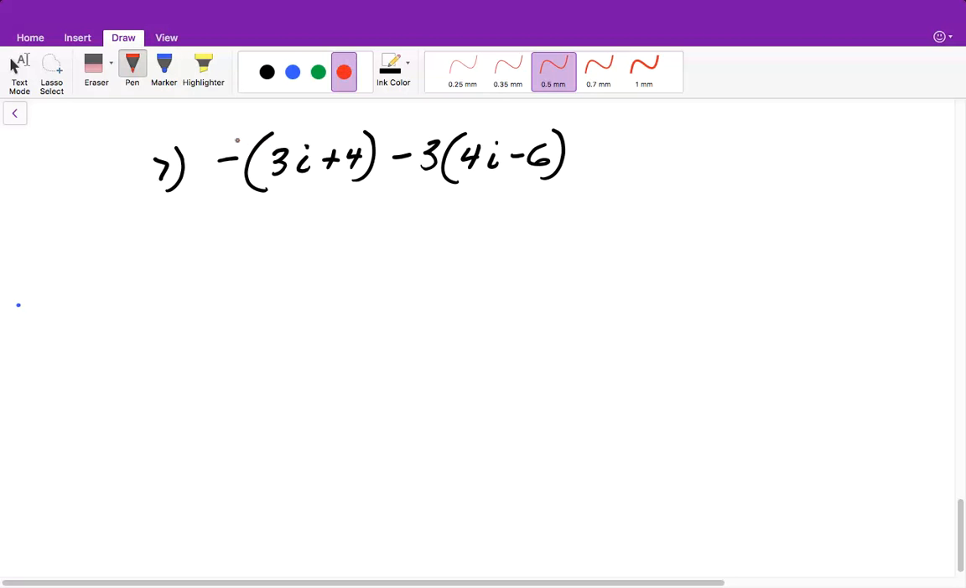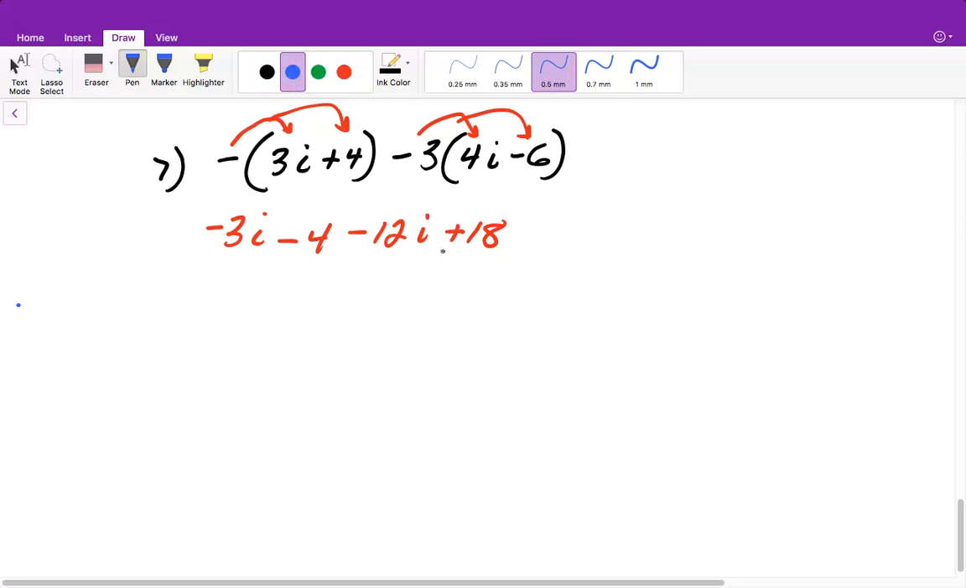Division is where it does get different. So what we would need to do first, though, is simplify. So we would need to distribute this negative 3 in. So it gives me negative 3i minus 4. Negative 3 times 4 is minus 12i. Negative 3 times negative 6 is plus 18.